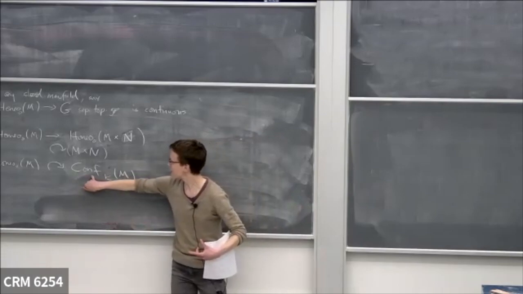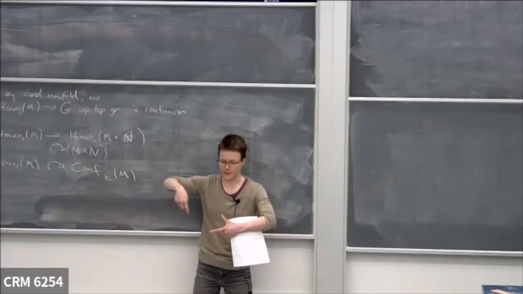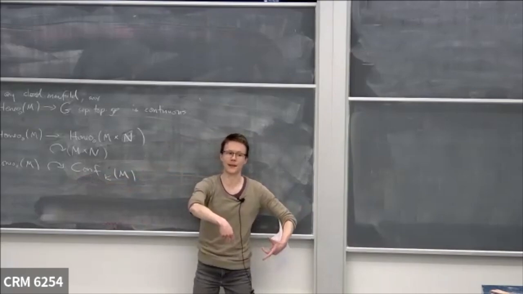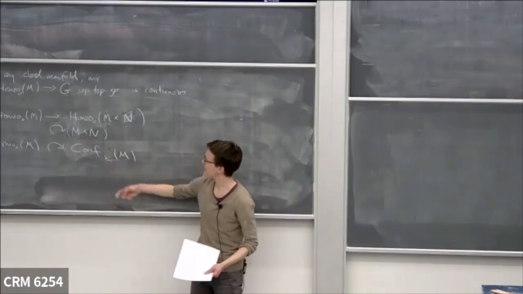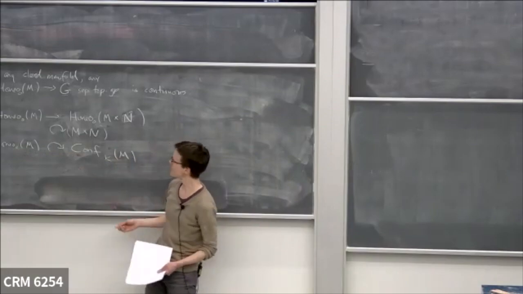But of course, you can see this action. You have a manifold. You put K points on that, and you don't label them. You just have some dots as a set. And then a homeomorphism takes this to another set of K distinct points. So that's a nice topological space with an action of this group on it by homeomorphisms.